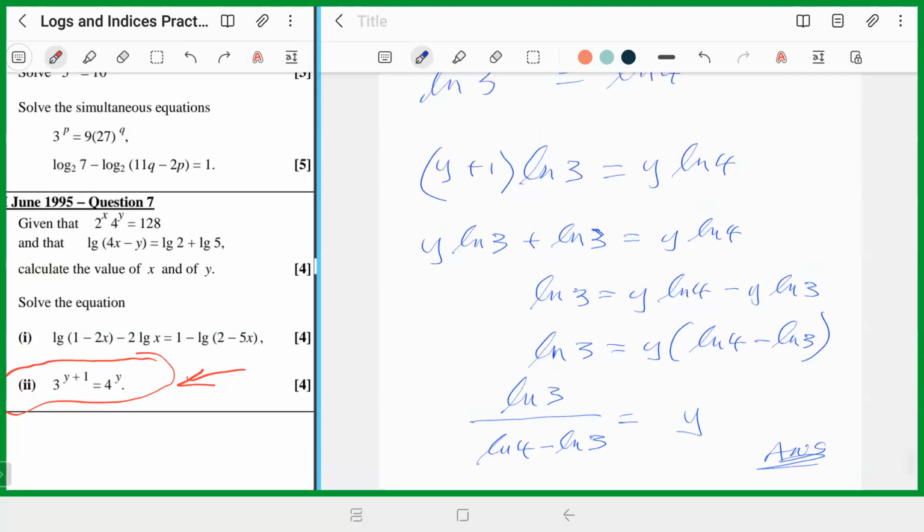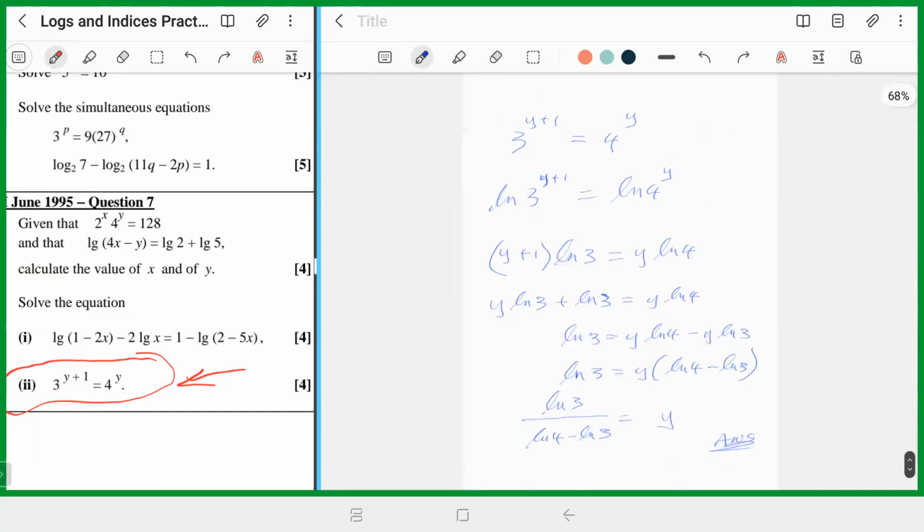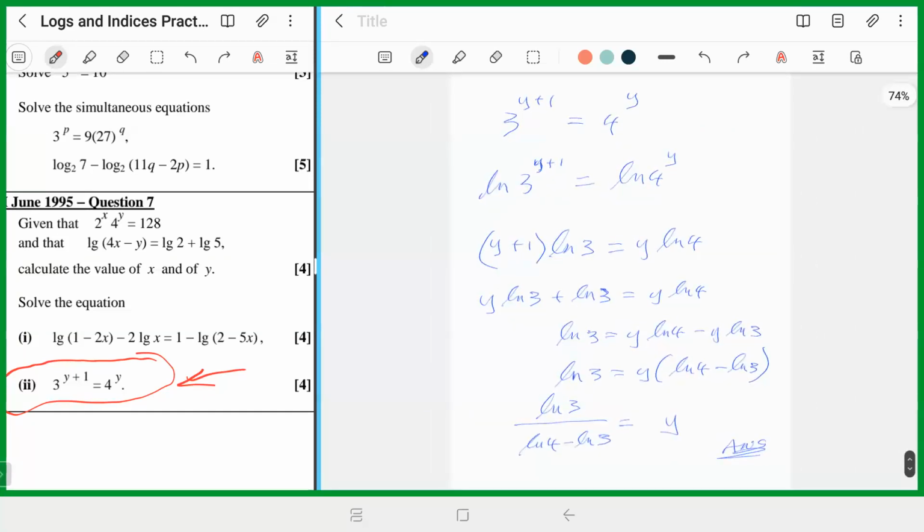So the key thing here, guys, when you move this thing out of the power, you bracket it up. It has to come out as a whole power. Don't bring it out as separate values, or you'll make a mistake. Any questions on that?